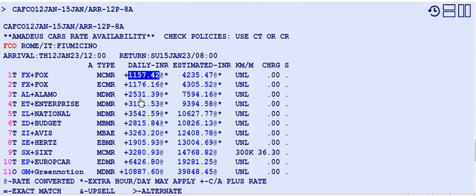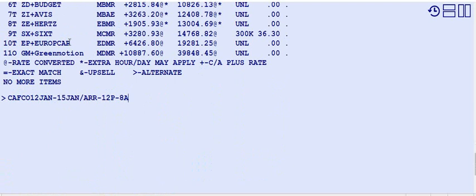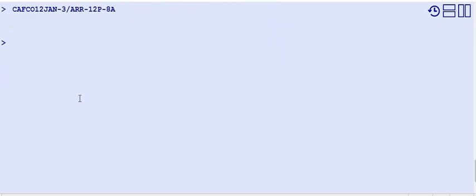The other different way of finding the availability is that we can mention not exact dates. Like the person is coming on 12th of January from the airport, Fiumicino airport, and he would be dropped at the airport on 15th of January. In place of 12th of January and 15th of January, I may mention the entry in this way: it's 12th of January, and 3 days later the drop would be there for the customer. This would also work.